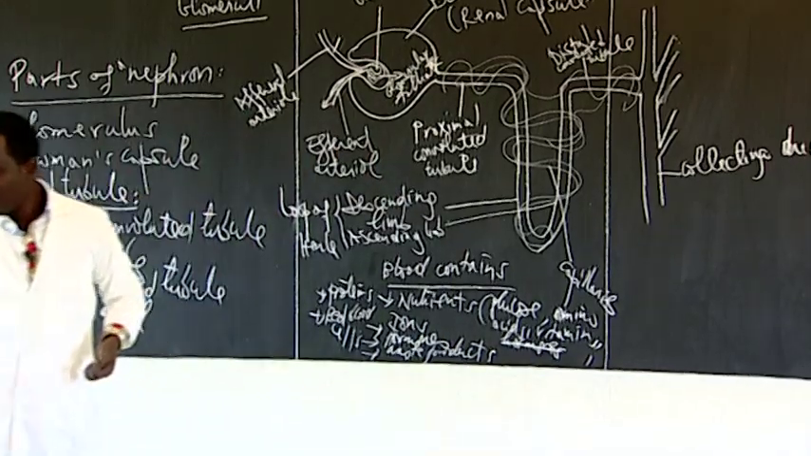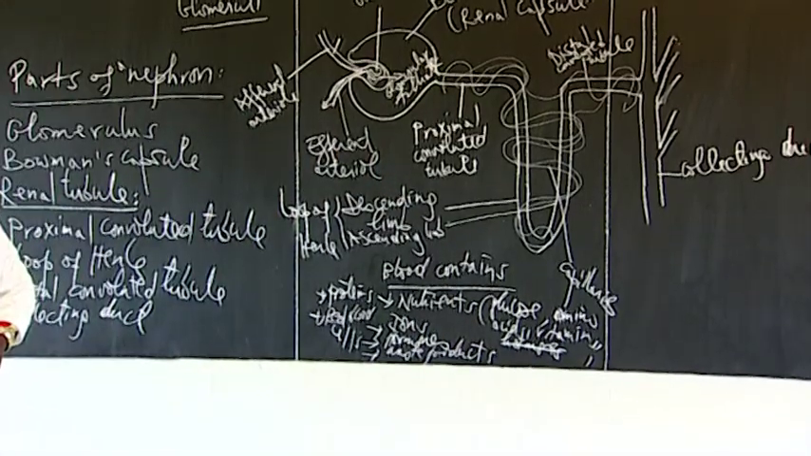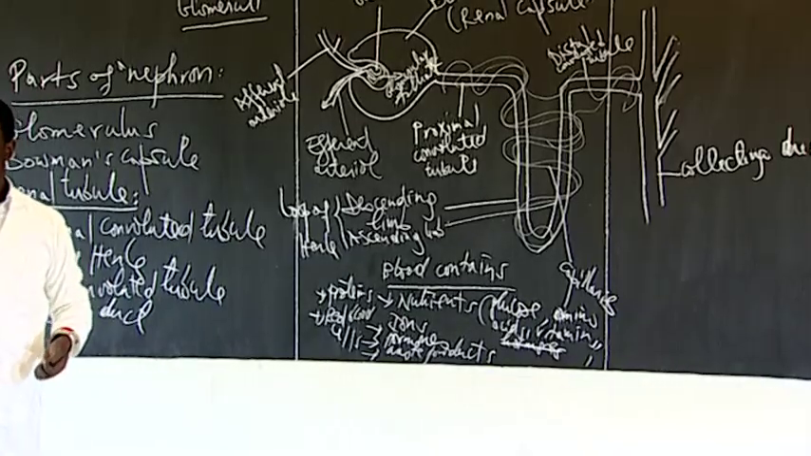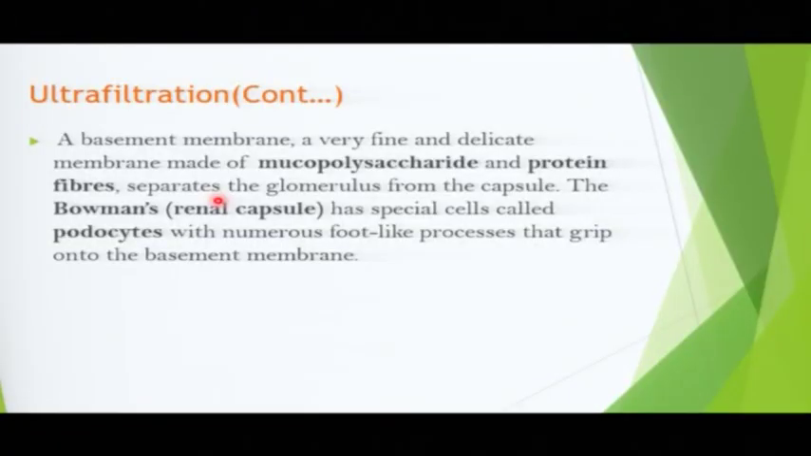Nice. So now, after glomerular filtration, as you have already described, it takes place here at the glomerulus. And then after that, it is called the glomerular filtrate because it has taken place in the glomerulus. Are you okay?